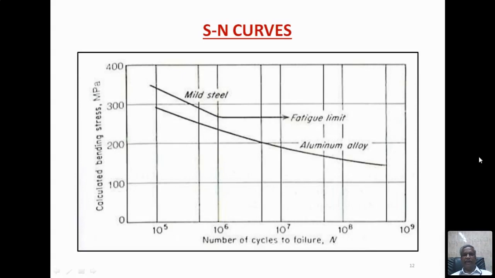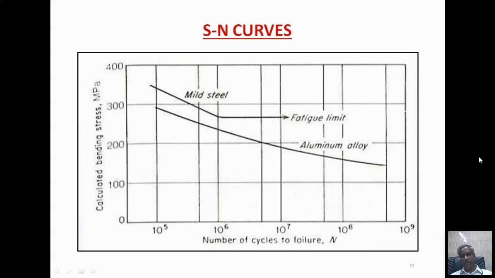Why, sir? Ferrous materials give a definite fatigue limit, but non-ferrous materials like aluminium, magnesium alloys, copper alloys, even titanium alloys, will not produce a definite fatigue limit. Then how do you find the fatigue limit or fatigue strength of the material? Yes, there is a criterion. People have proposed many criteria. Even some steels will not give a definite fatigue limit. So what they do is fix a criterion, like 1 × 10^7.